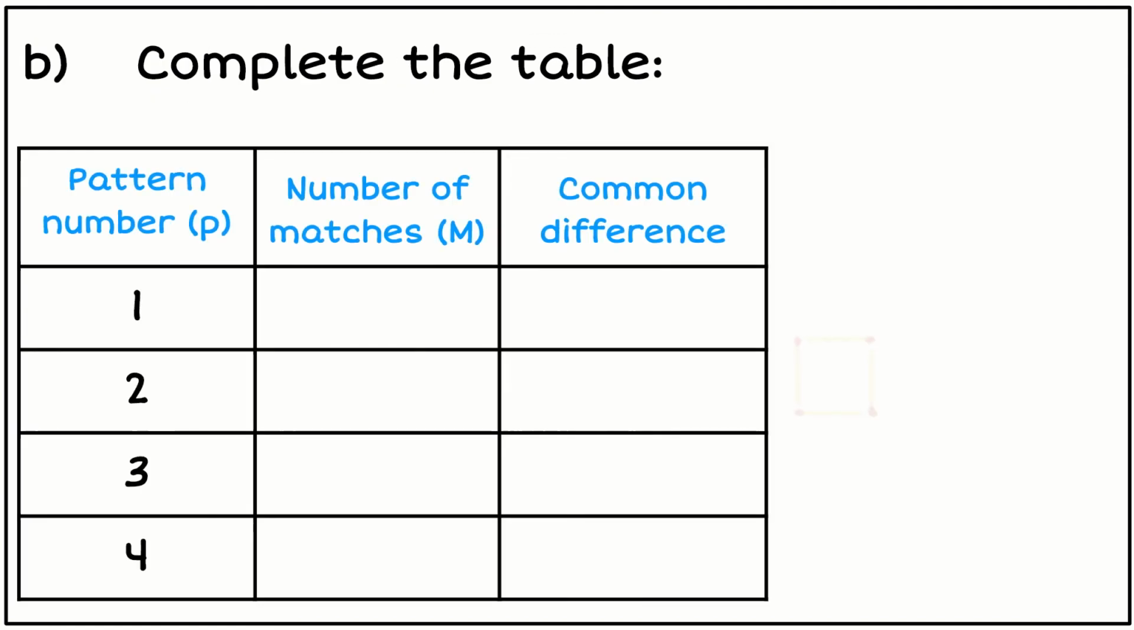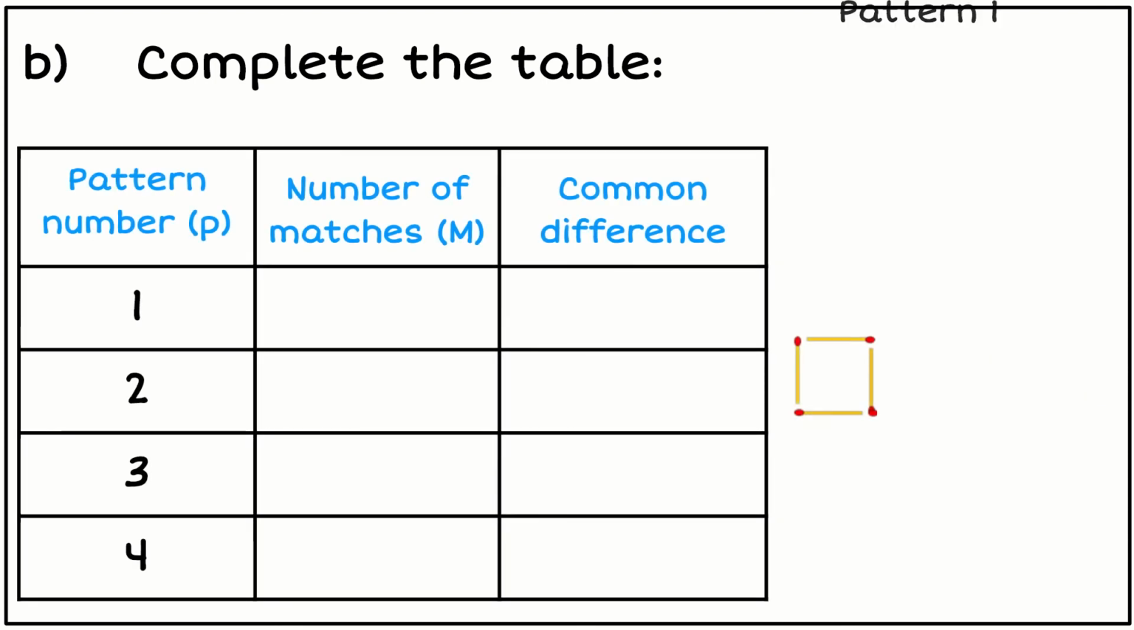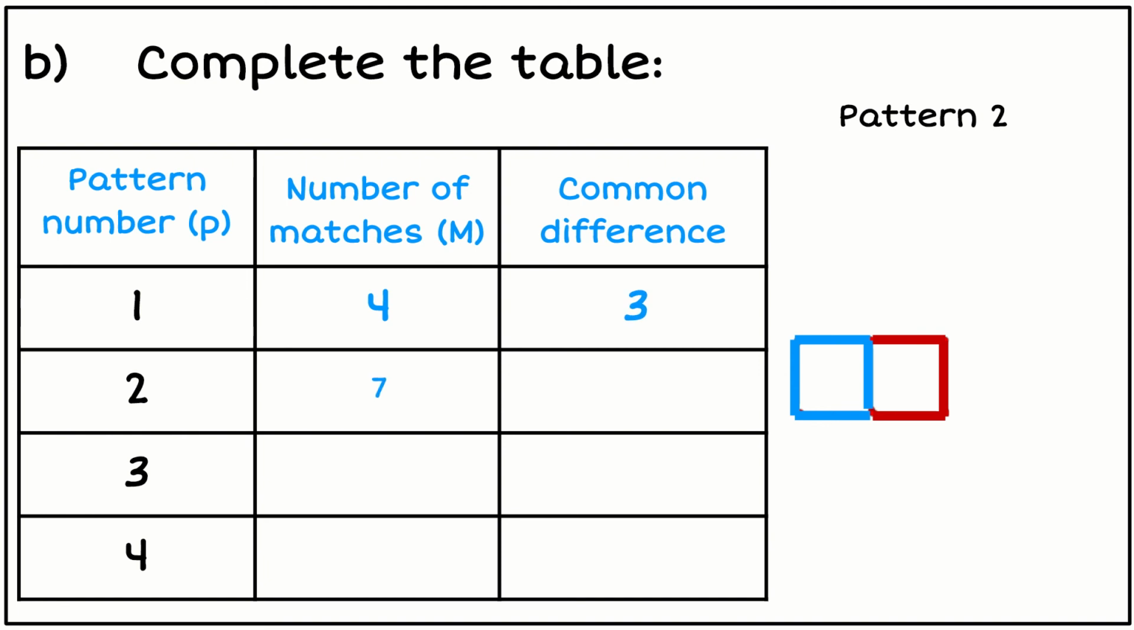So completing our table, pattern number 1 here is a square. Counting the number of matches, 1, 2, 3, 4. So we've got 4 matches. Pattern 2, we're adding on 1, 2, 3 more. So there's a difference of 3, which takes us up to 7. Pattern number 3, add on another 3, and that takes us up to 10. Pattern number 4, add on another 3, that takes us up to 13, and so on.